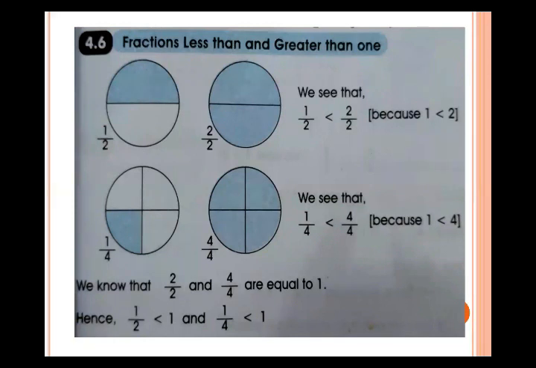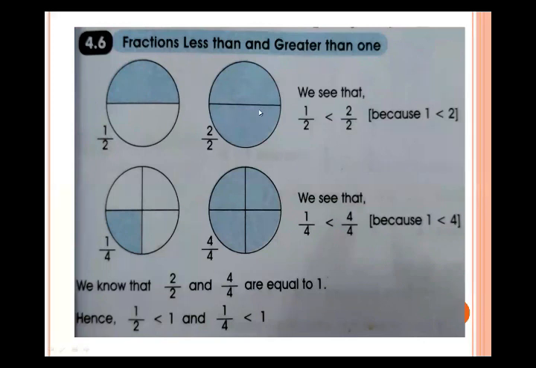Fractions less than and greater than 1. First of all, we find out how we identify whether fractions are greater than or less than 1. Okay, now move to this circle. Look here. This circle is divided into two equal parts and one is shaded. The fraction is 1 upon 2. Now move to the next one.